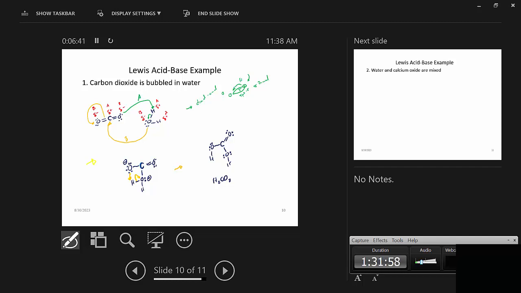So carbon dioxide is bubbled in water. And so the overall reaction is CO2 plus water, H2O liquid, makes carbonic acid, H2CO3. This is a Lewis acid-base reaction. CO2, in this case, is the acid or the base in scenario B? In scenario B, CO2 acted as the acid or the base? As the acid. And water was the base.